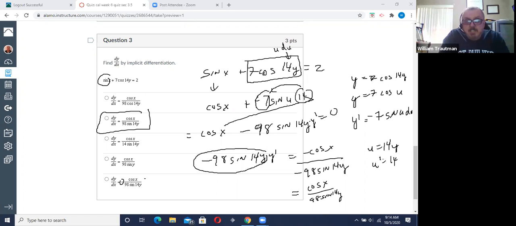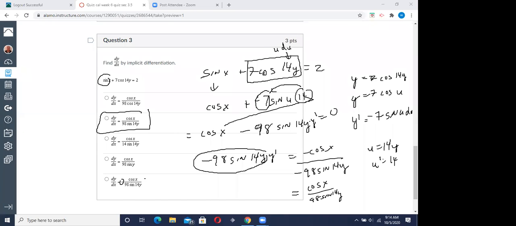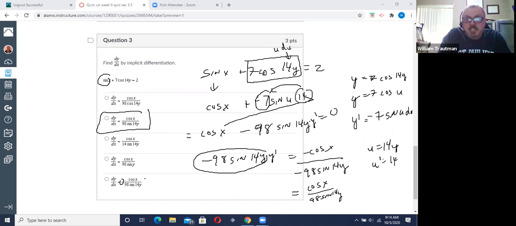And that is that. Did that make sense? Hopefully that helped. Yes, sir. Good, good, good. That's implicit differentiation. I wish I would have done that in class for everybody.